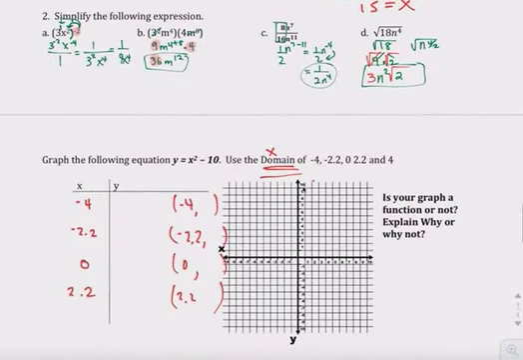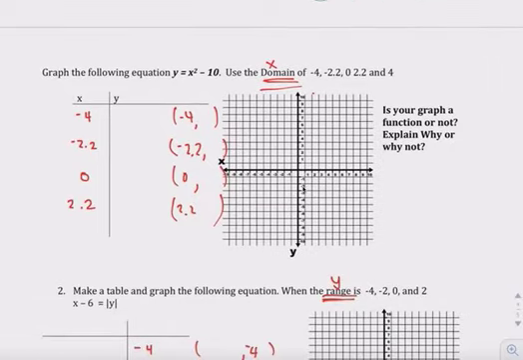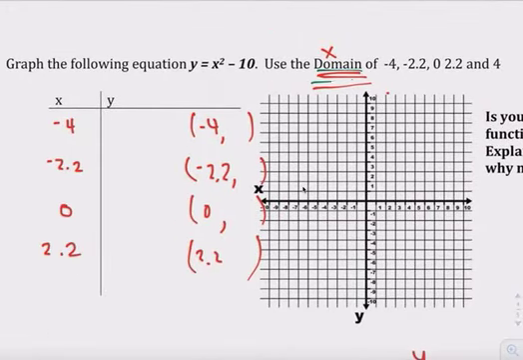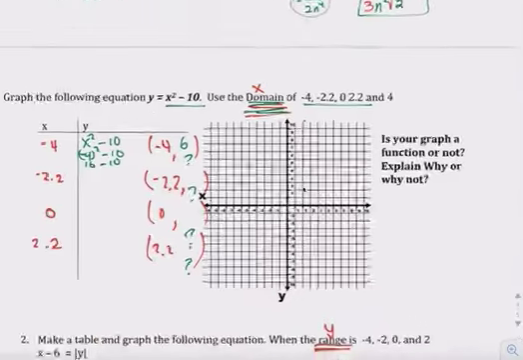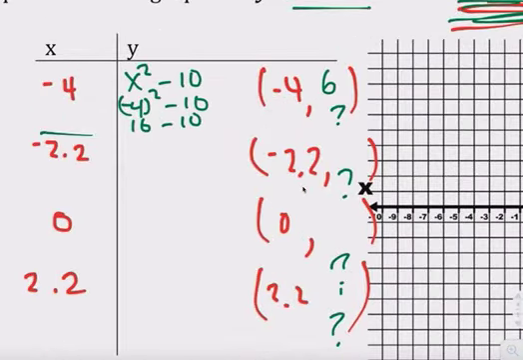Okay, back page. Domain is your x, so they give you your x. You need to find your y, so the missing one is your y. Okay, so you use this right here, x squared minus 10, so 4 squared minus 10. 16 minus 10 is 6. Missing number is 6. They give you the input, you find the output. So you do that for every one of them.